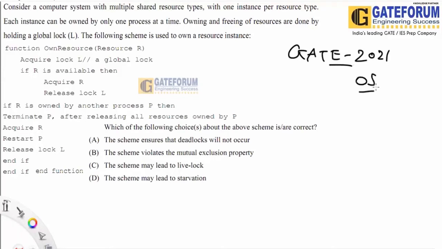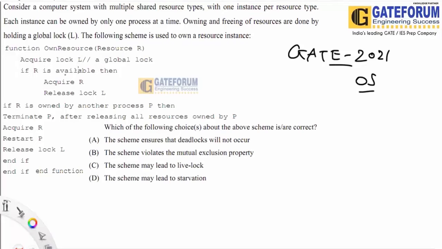Okay, this is also one of the MSQ questions, and the question is pretty simple. Here we have a computer system with multiple shared resources, and we have one instance per resource. We have a global lock with which we can own and free a particular resource. So the concept is an own-resource concept.